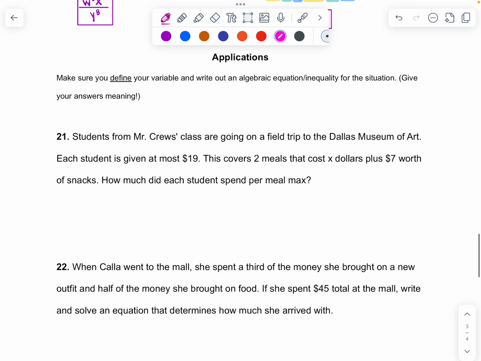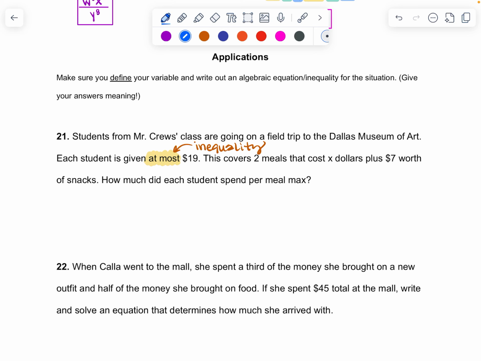All right. Last few really quick, our application problems. It says make sure that you define your variable. Right? And so we want to make sure we know what we're talking about when we set up an algebra equation. Students from Mr. Cruz's class are going on a field trip to the Dallas Museum of Art. Each student is given at most, oh my goodness, I'm going to highlight that, at most. That is an inequality word. At most, at least, maximum, minimum, right?